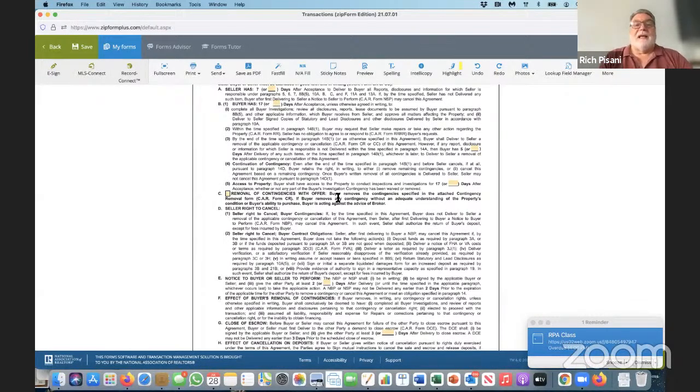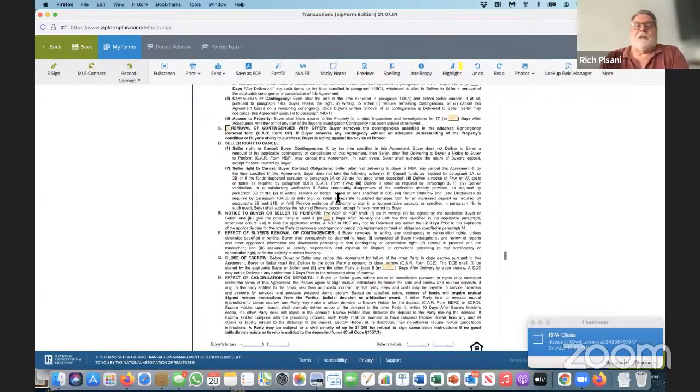It's basically, if you find out something's wrong with the house, or maybe there is something really seriously wrong with the house, you've just handed over your deposit to the seller, because they have every right to that deposit, because you removed all contingencies. So moving on, seller's right to cancel.